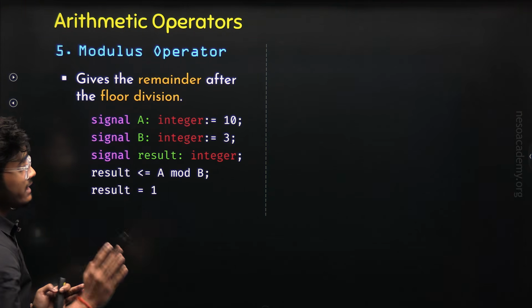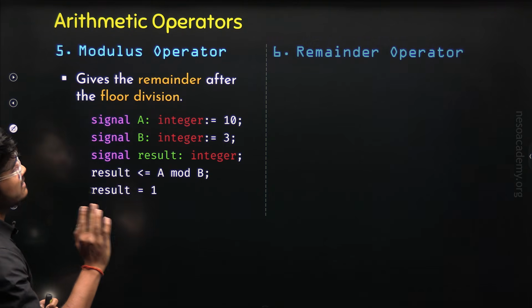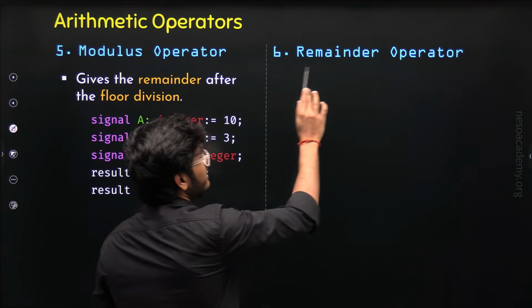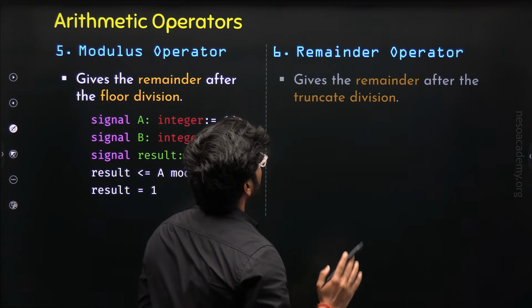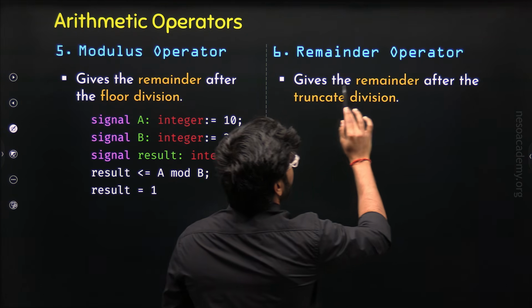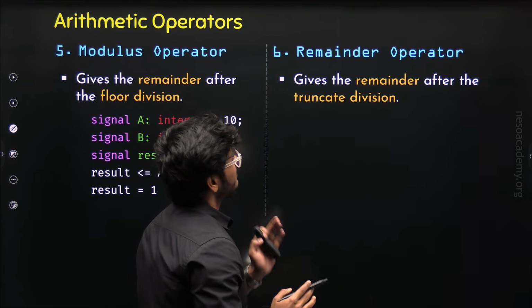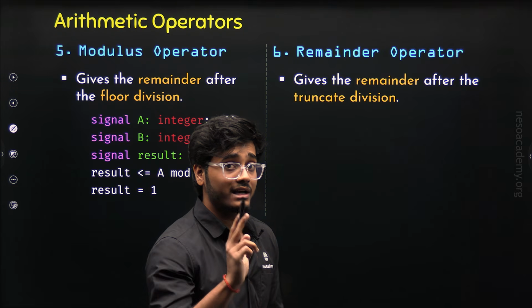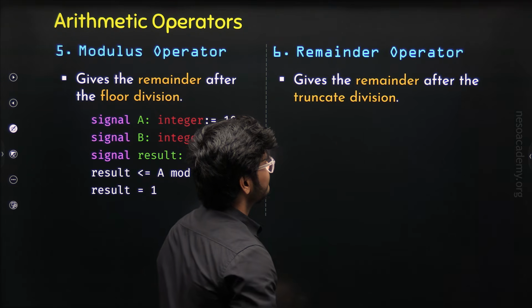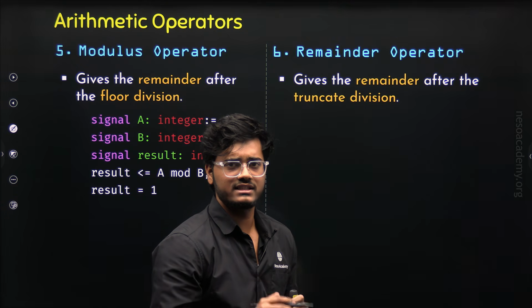So I hope you understand how to use this mod keyword. Now let's see the sixth operator, the remainder operator, represented by the rem keyword. The remainder operator gives the remainder after the truncate division. That is, the remainder operator also gives the remainder after the division, but truncate division. Now what is truncate division? Don't worry, we will understand this in some time.